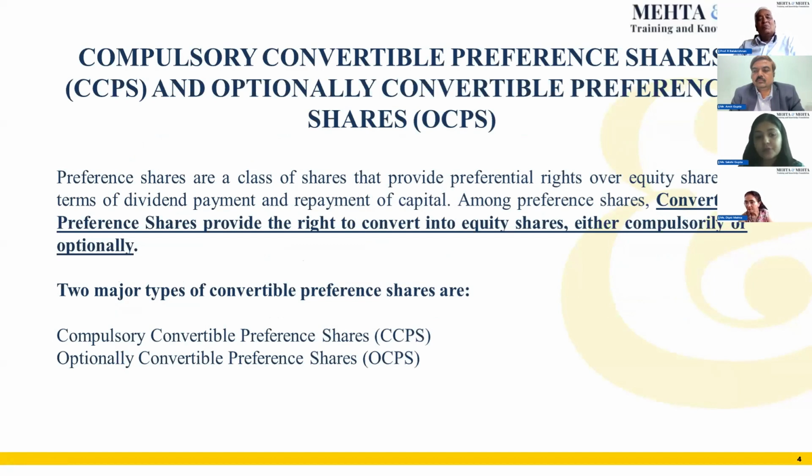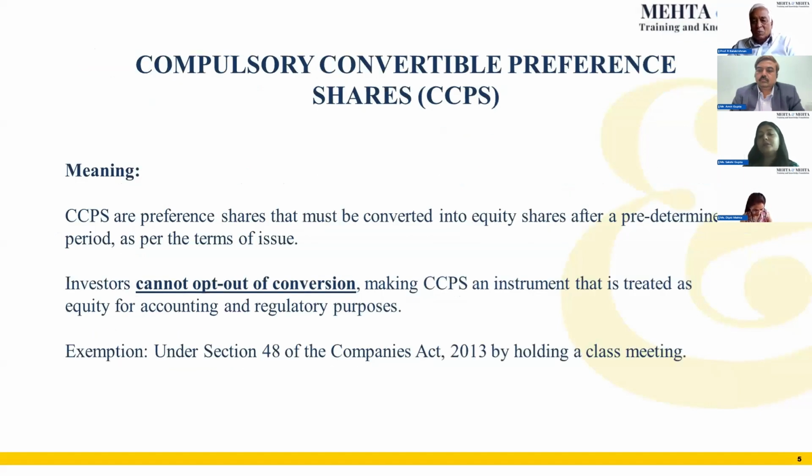Convertible preference shares are those preference shares which provide a right to the preference shareholders to either convert into equity shares compulsorily or optionally. So basically, the preference shareholders have the right to either convert into equity or get it redeemed. There are two types of convertible preference shares: compulsorily convertible preference shares and optionally convertible preference shares. Compulsorily convertible preference shares, as the name suggests, are preference shares which have been issued and are converted into equity shares after a predetermined period.